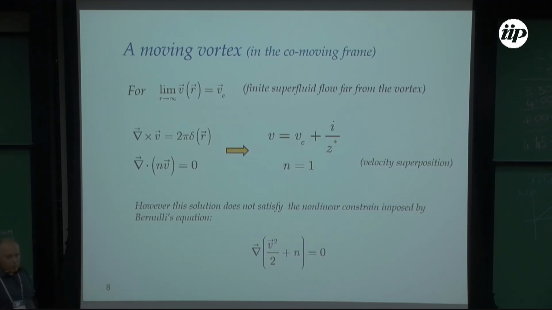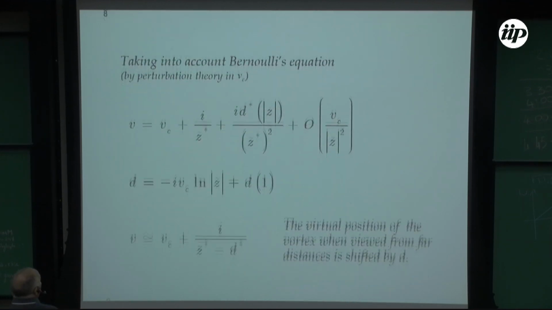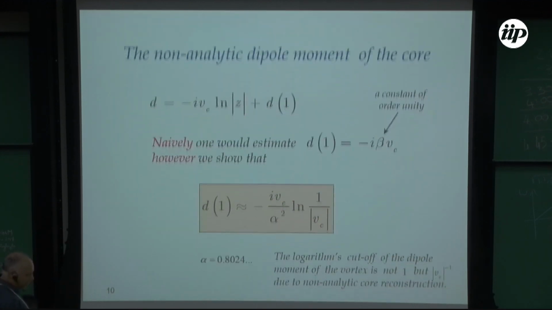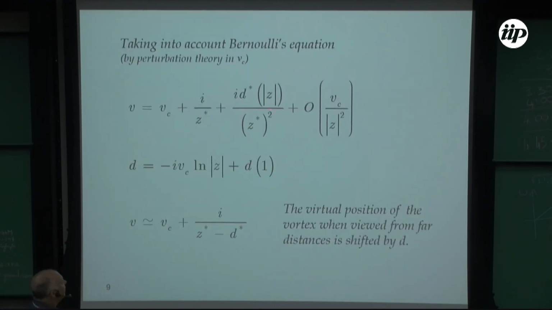So if I want to solve it, what I can do is try to use perturbation theory in Vc, in this velocity. When I say velocity here in dimensionless units, it's always in units of the speed of sound. And in this case, I assume that Vc is much, much smaller. And then what I can do is just expand in higher powers of 1 over z squared. So this is the solution that you get.